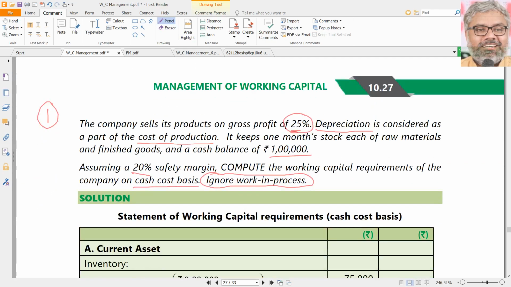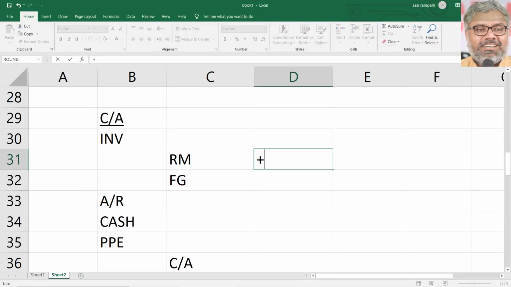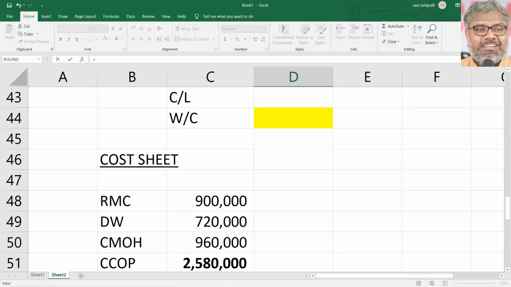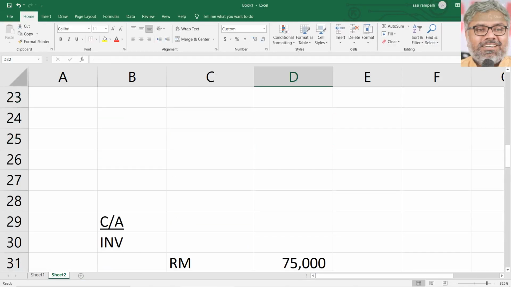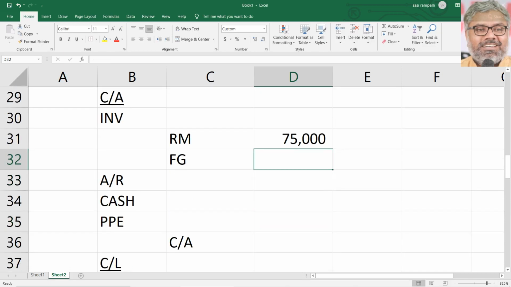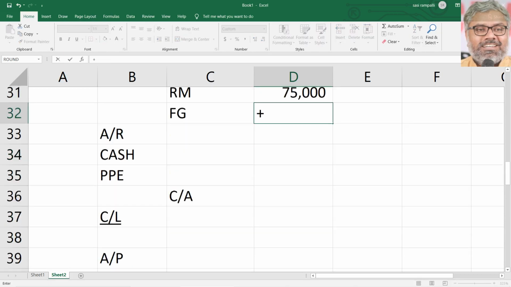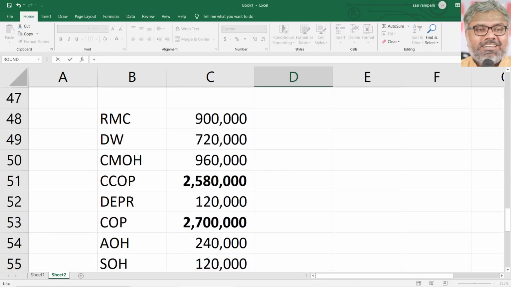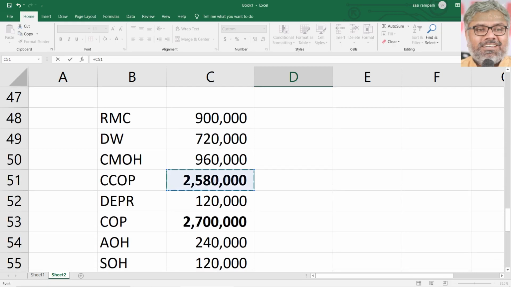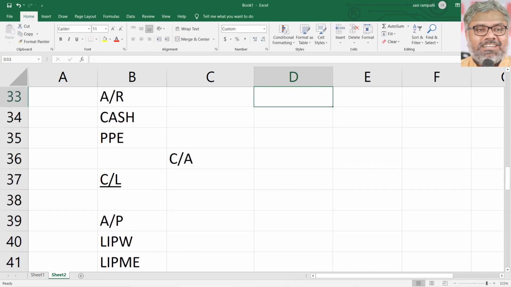One month's stock will be there, raw materials and finished goods, both mentioned here very clearly. So on the raw material consumption, whatever the cost of raw materials is, into 1 by 12. That's it. Same way, for finished goods, which one should we take? Cash cost only, that is cash cost of production, 2,580 into 1 by 12 straight away.